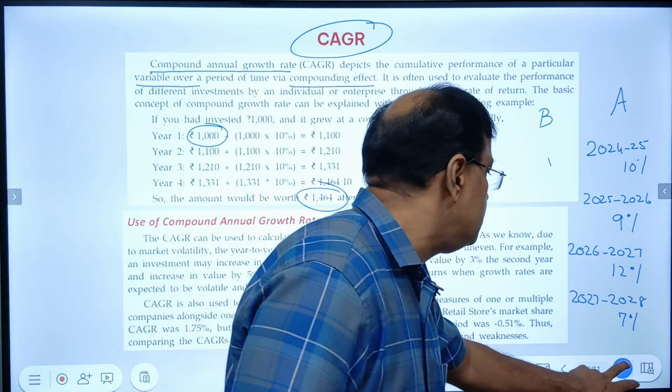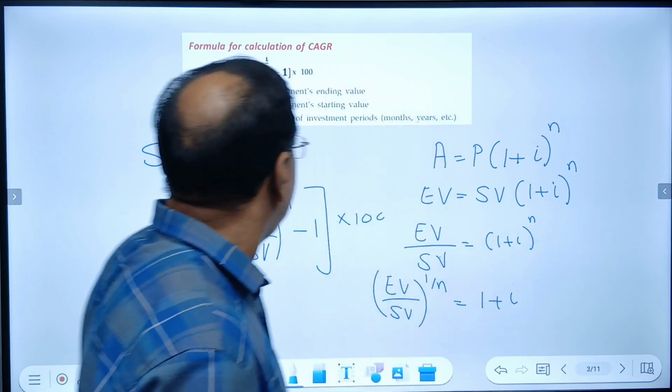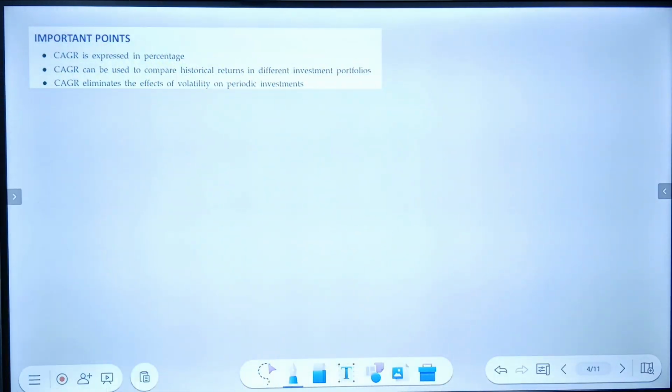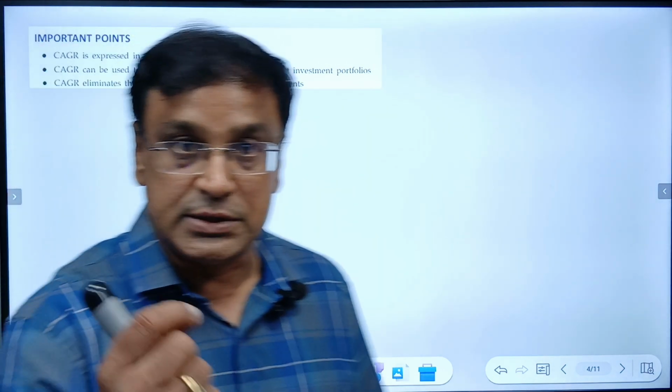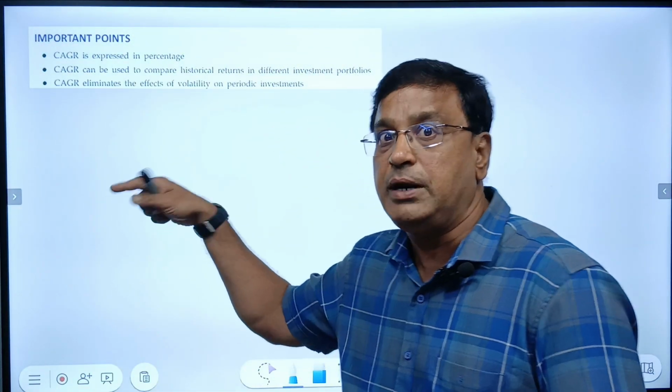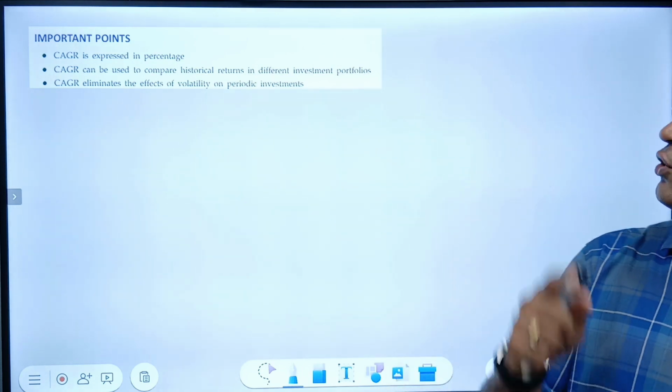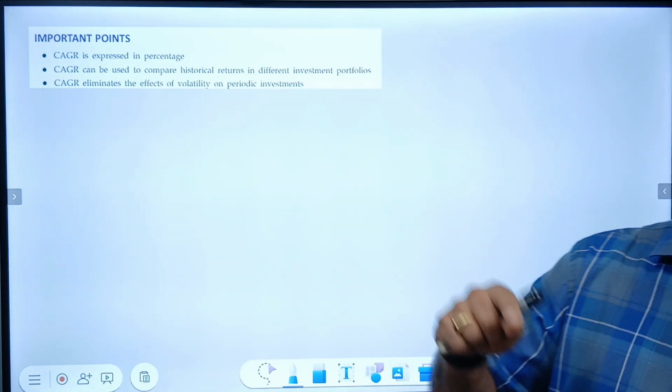Okay, I hope that is clear to you. So this formula is very, very important. And some important points about CAGR: it is expressed in terms of percentage. That's why I multiplied by 100. And CAGR can be used to compare historical return in different investment portfolios.